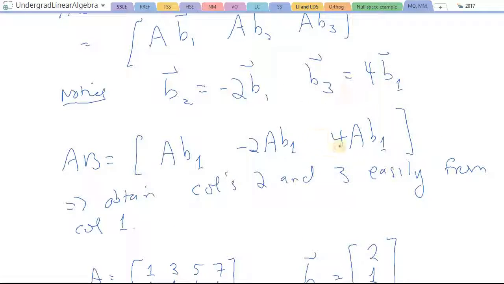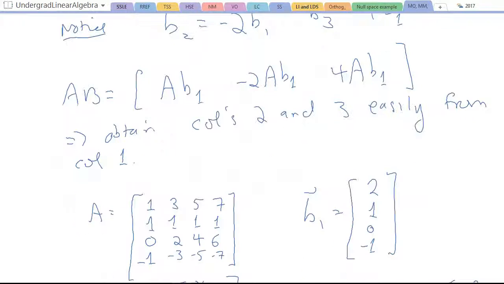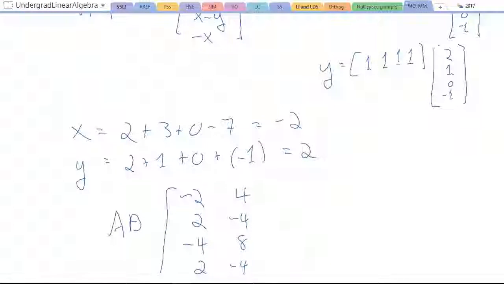column was 4 times the first column. So I just need to take the first column times 4. So that's going to give me 4 times minus 2, minus 8. 4 times 2, 8. 4 times minus 4, minus 16. 4 times 2, 8. And that's the final answer for AB.